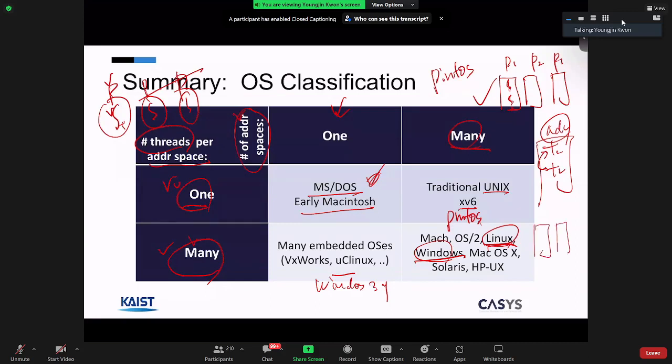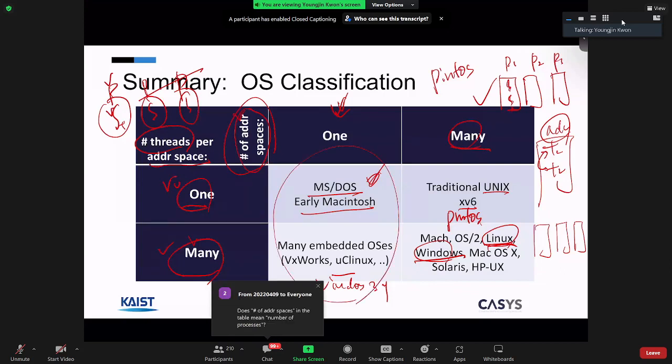Does the operating system allow multiple address spaces? That's the question: the number of address spaces. Is it possible to create multiple address spaces? For example, some of these systems do not allow multiple address spaces, so no context switch happens. Yes, we can think about it that way.